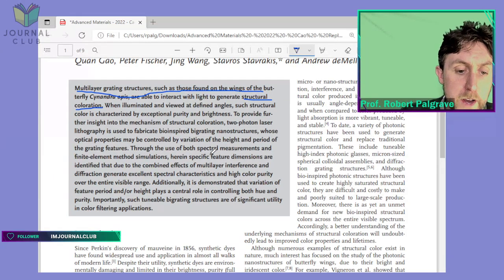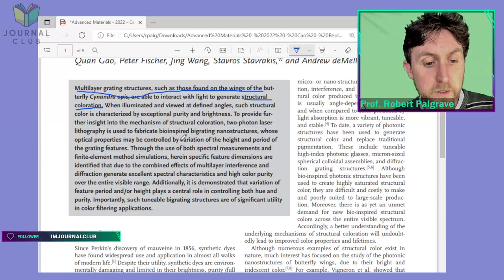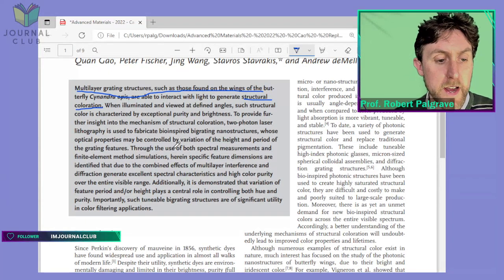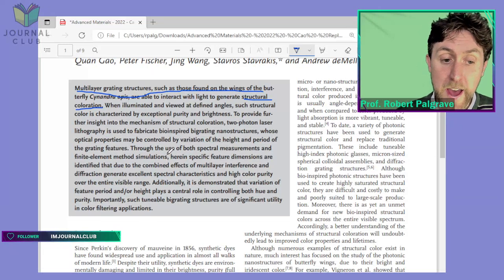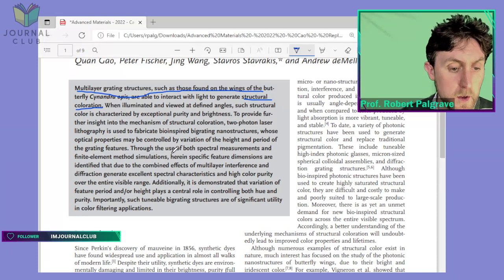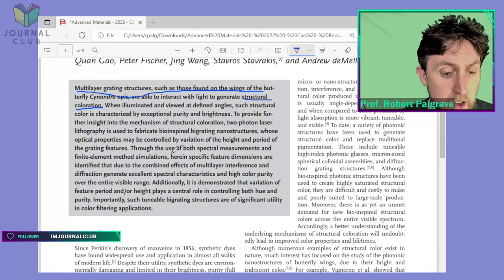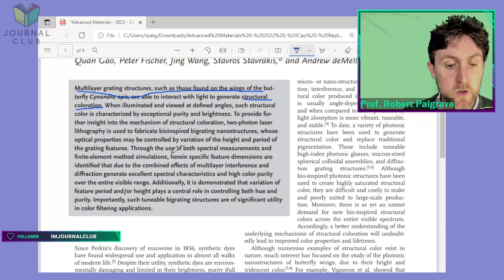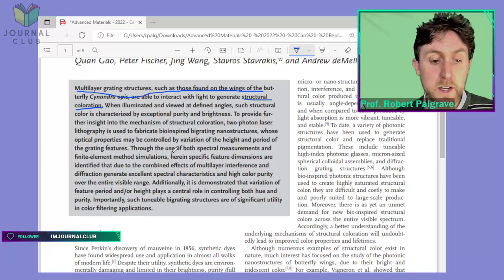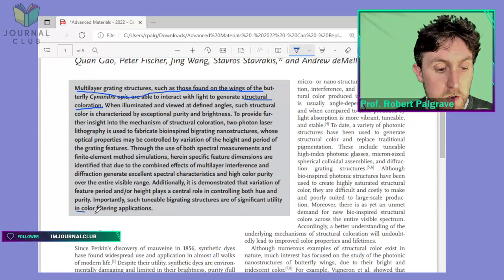Through use of both spectral measurements and finite element method simulations, specific feature dimensions are identified that, due to the combined effects of multi-layer interference and diffraction, generate excellent spectral characteristics and high color purity over the entire visible range. Additionally, it's demonstrated that the variation of feature period and/or height plays a central role in controlling both the hue and purity of the color. Importantly, such tunable bigrating structures are of significant utility in color filtering applications.